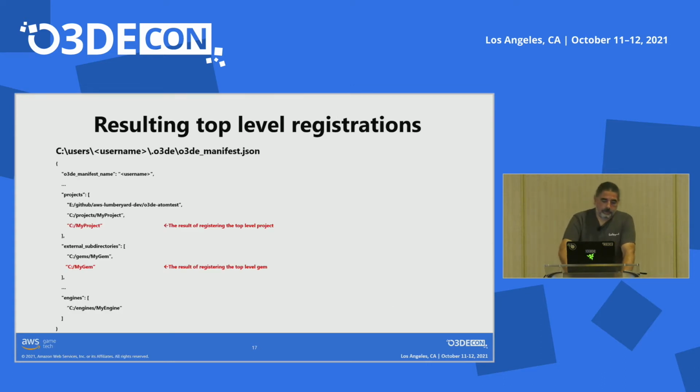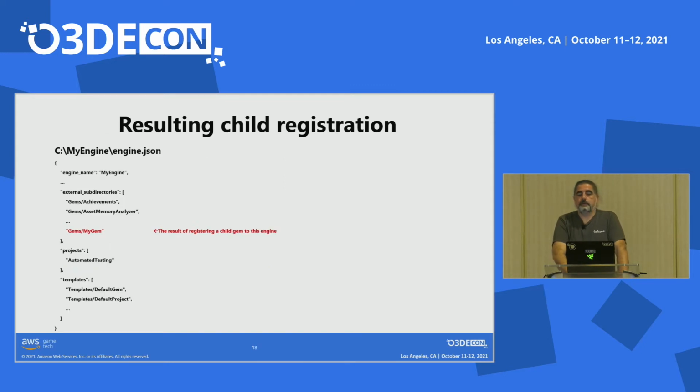All right, so the results of those calls will inevitably end up with a new project in my O3D manifest JSON of C:/MyProject, which was the first one we called, and C:/MyGem, which was the result of adding the gem. The result of the child registration I expect to find in the engine JSON, and there it is, gems, myGem. Notice that it is a relative path.